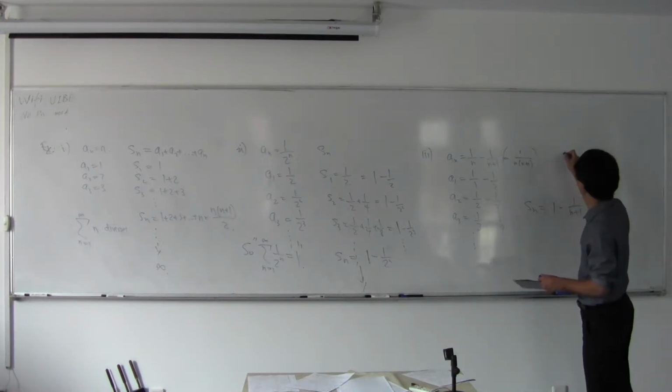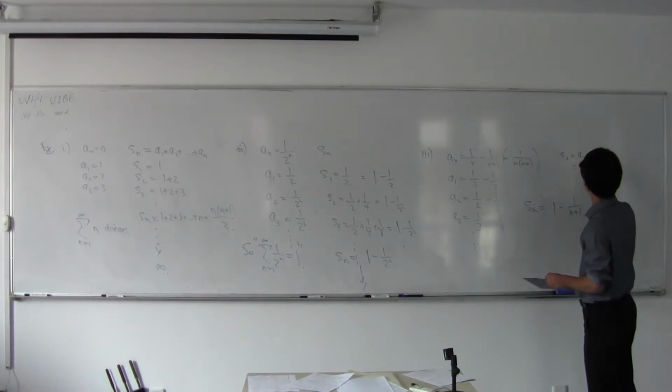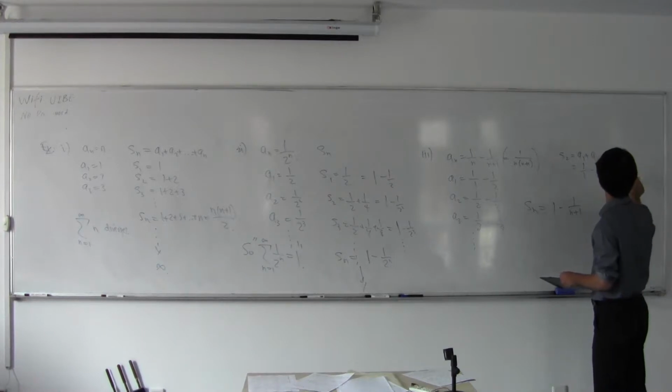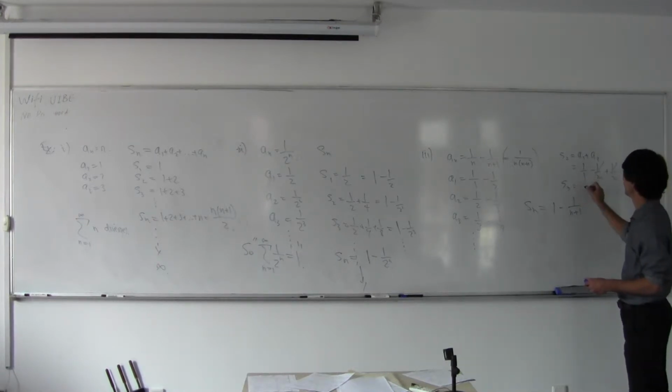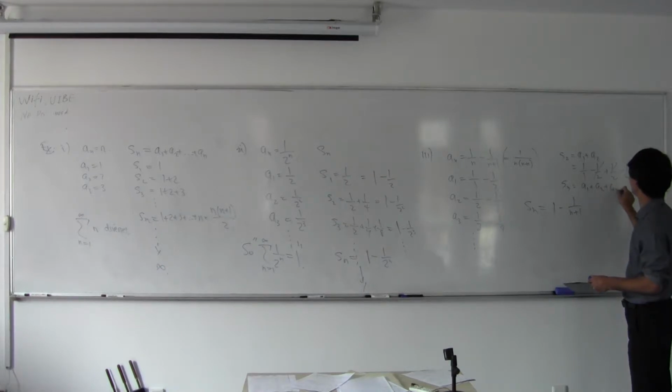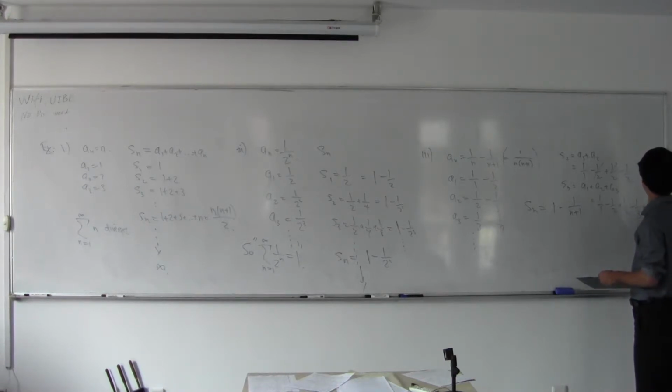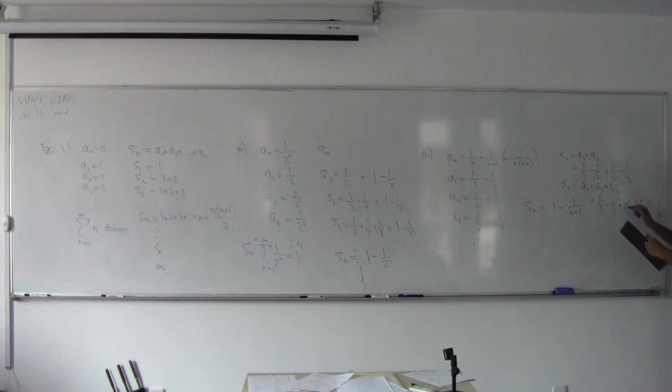If you look at S2, S2 is A1 plus A2. That's 1 minus 1/2 plus 1/2 minus a third. These guys in the middle cancel off and you're left with 1 minus a third. S3 is going to be A1 plus A2 plus A3. That's 1 minus a half plus a half minus a third plus a third minus a fourth. Again, these things collapse and you end up with 1 minus a fourth, and so on and so forth.